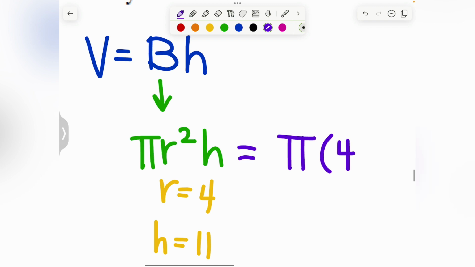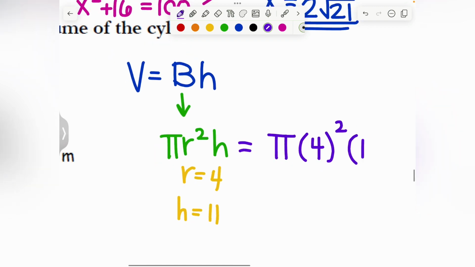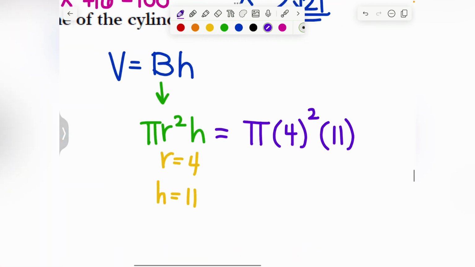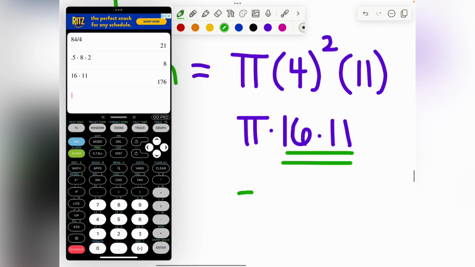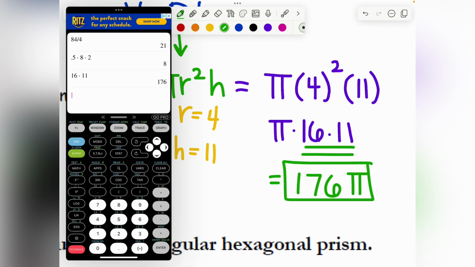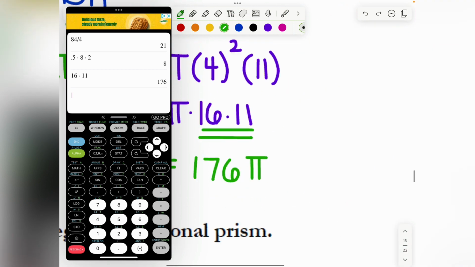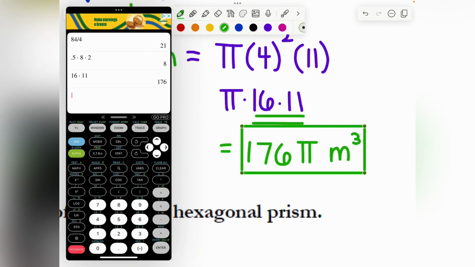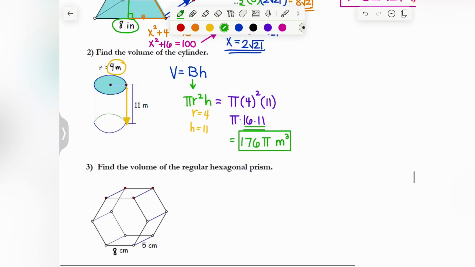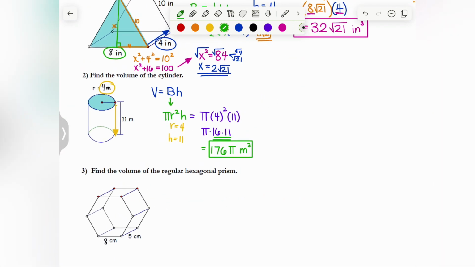Pi times the radius squared, so that's 4 squared, times 11. So that's pi times 16 times 11. When you're working with pi, just multiply the numbers that don't have the pi. So 16 times 11 is 176, and then just stick on the pi. That's it. Now I forgot to say meters cubed, but that is what it is, meters cubed. When we're talking about area, it's always square meters, square inches, square feet. This one, it's cubic. Cubic meters, cubic inches, cubic feet.